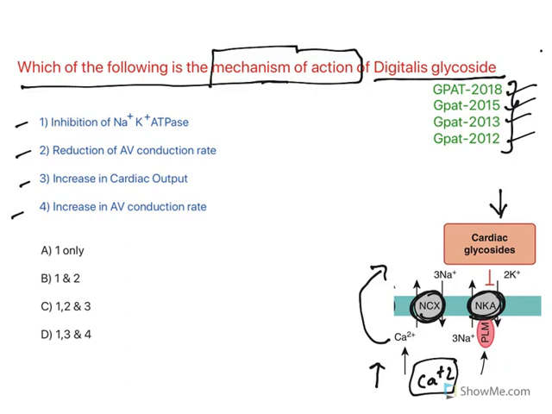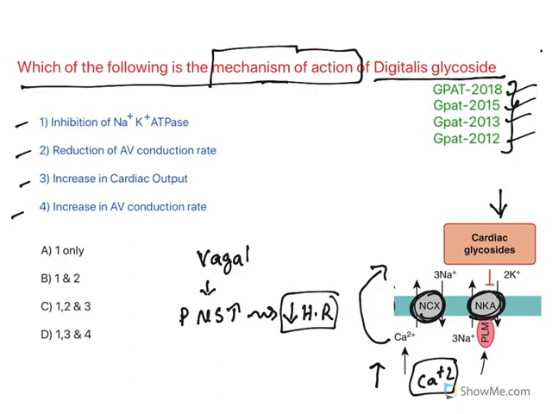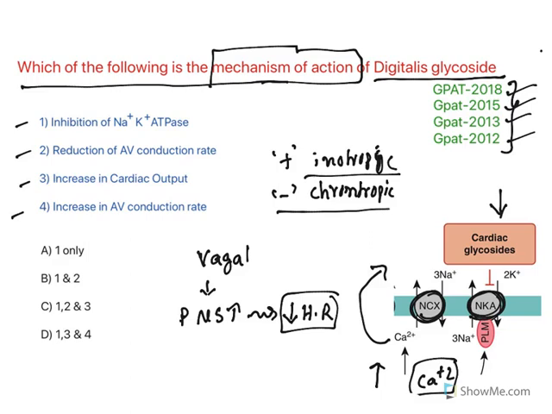But along with that, they have one more peculiar characteristic. Cardiac glycosides will cause a vagal response. Due to this vagal response, the parasympathetic nervous system is activated. Because of this parasympathetic activation, it causes reduced heart rate. So in the case of cardiac glycosides, there are two effects. They cause a positive inotropic effect, whereas they cause a negative chronotropic effect.